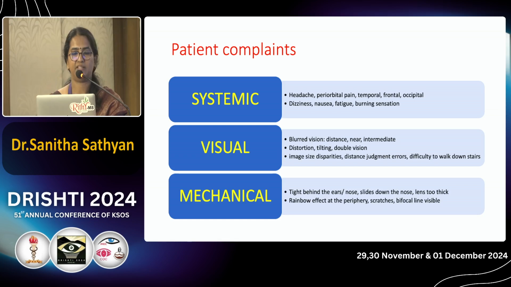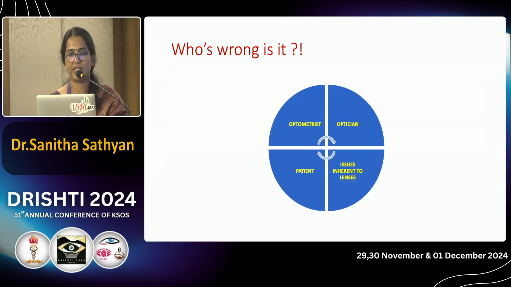There could be tightness behind the ears or nose, and usually while reading it slides down the nose, and the lens appears too thick, and a rainbow effect at the periphery, some scratches, and the expectations were different. All these are the patients' possible complaints. So first of all, in the investigation, whose fault is it?